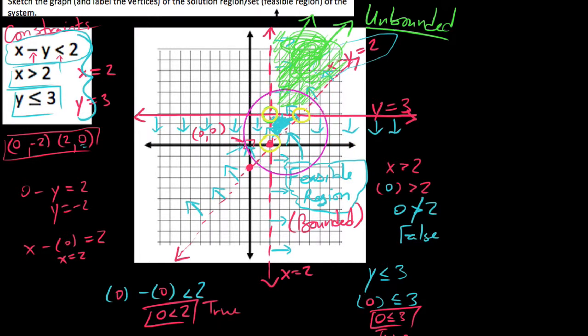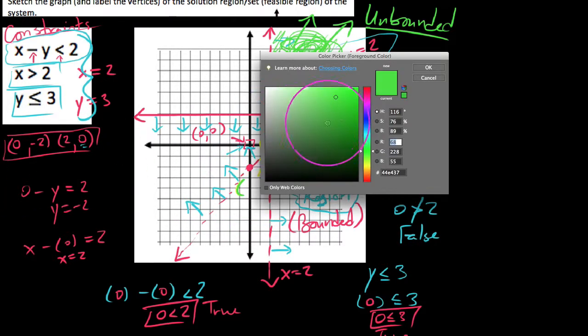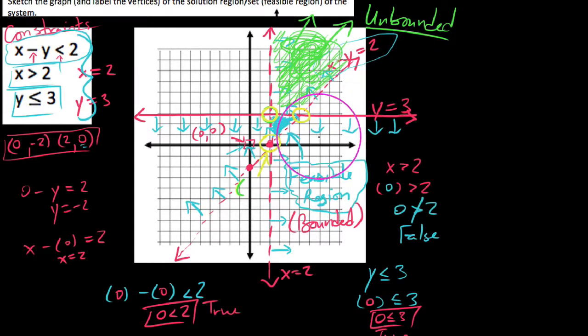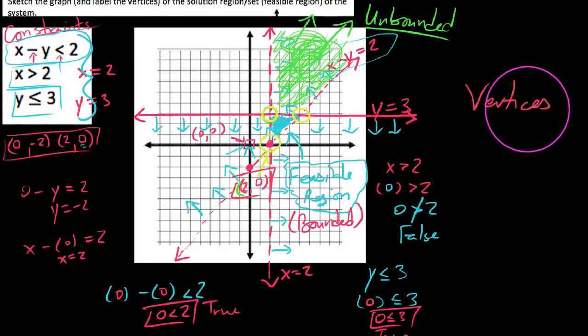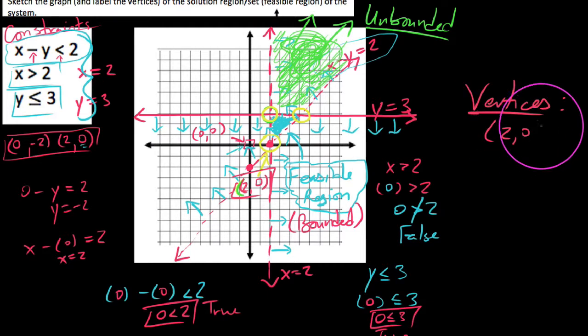Well, a couple of these are really easy to determine. For example, this point right here is clearly, because of intercepts, the point (2, 0). We established this earlier. So we're interested in finding the vertices of the feasible region. We have the point (2, 0) as one. We also have this point here. This seems clearly to be the intersection of the lines x equals 2 and y equals 3. So this would be the point (2, 3).